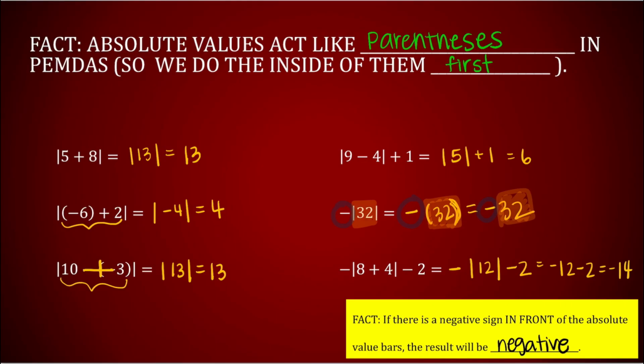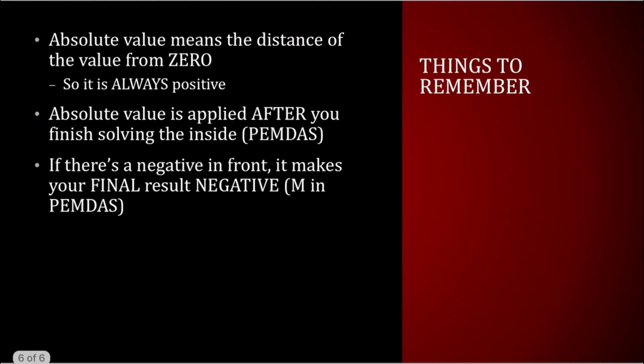So watch out for those negatives and the location. Well, okay, let me edit that. If it's inside like this, make sure you apply PEMDAS first and then take the absolute value. If the negative is outside, that negative gets applied at the very end and it makes your final result negative.